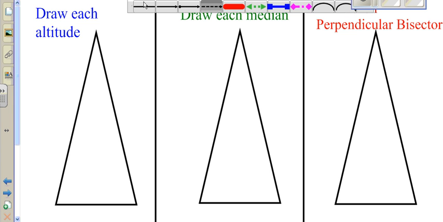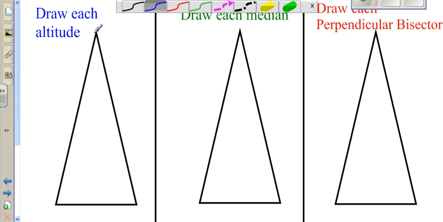We're going to make a blue line that's going to be an altitude. There are the altitudes. They go from each of the vertexes. So let's first find all the vertexes. That's all the corners. So there's a vertex, there's a vertex, and here's a vertex.